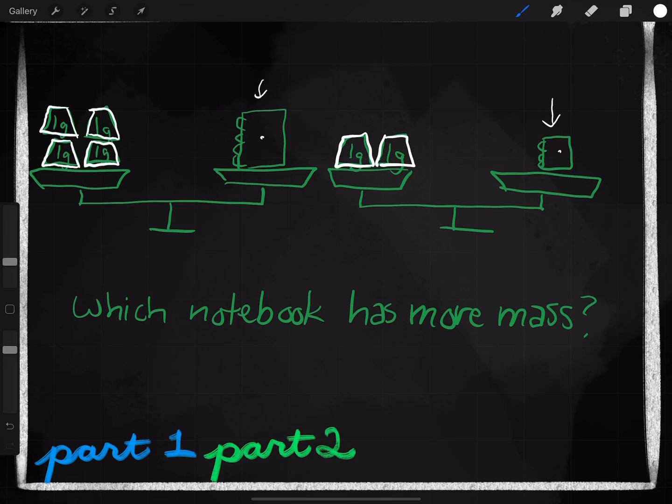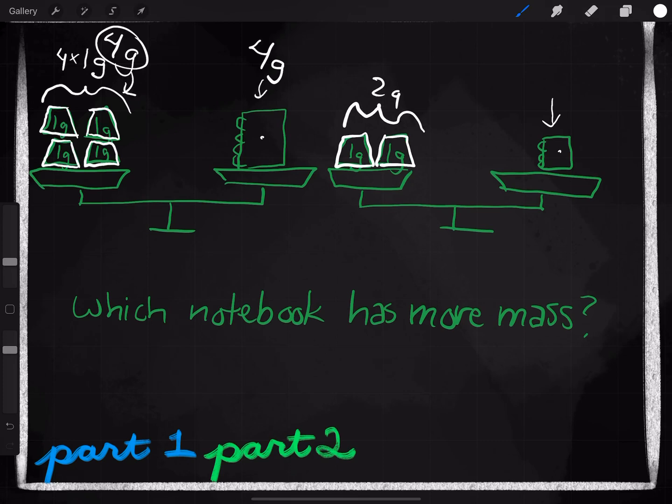Well, this one is balanced with these weights, so that means it's going to be the same. So 1 gram, or 1 gram times 4, I should say. So you have 4 grams of weight over here. That means that this notebook is also going to be 4 grams. Okay, well here we have on this side 2 grams. That means this notebook will also be 2 grams. So which one is more massive? The 4-gram one.